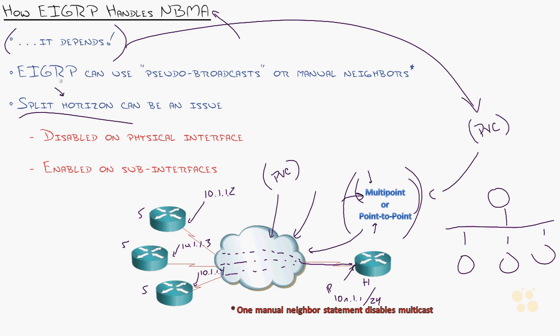Split horizon can and will be an issue with multi-point. What is split horizon? It is the idea that an interface cannot receive a routing update and then turn around and send the routing update back out.